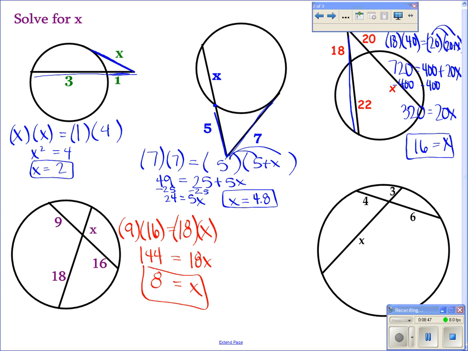Last one. What are we multiplying together? 3 and x, and 4 and 6. So 3x equals 24. X on this one also equals 8.